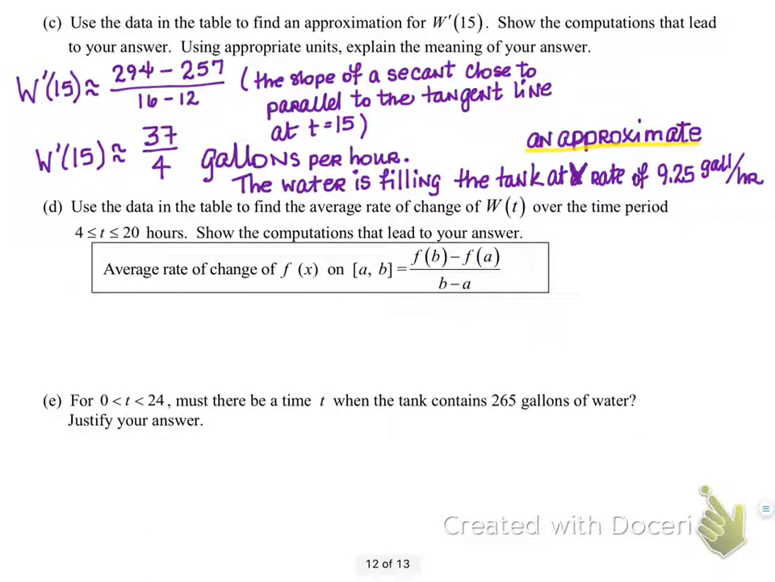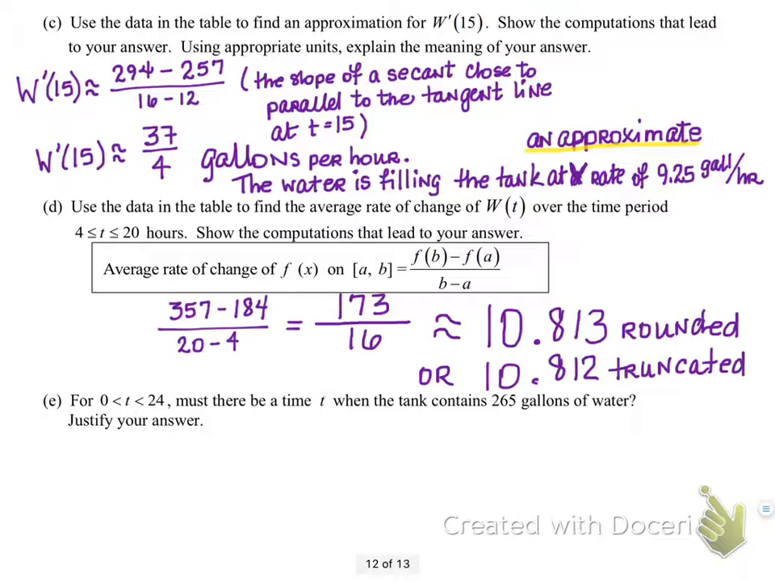Now we're going to use the data in the table to find the average rate of change over the time period from 4 to 20 hours. Okay, so this was just algebra slope to find that average rate of change. And we get 10.813 if we round and 10.812 if we truncate.